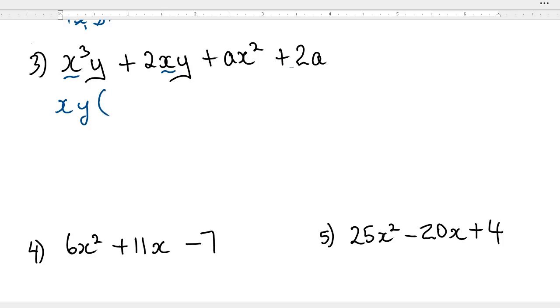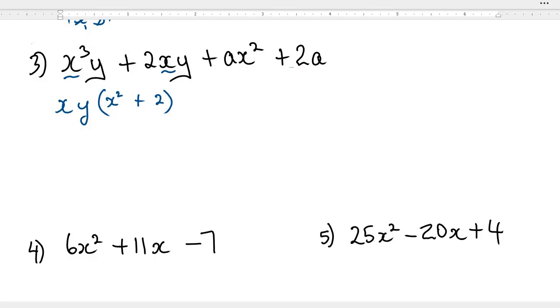Then insert brackets. x times what gives me x cubed? I need x squared here, so when I multiply by x squared, I get x cubed. Since we already have a y, that satisfies that. I have xy. What do I multiply xy by to get 2xy? Must be 2. xy times 2 is 2xy. For me, I think it's much easier to do it like that. But if you want to do the division, that's okay.